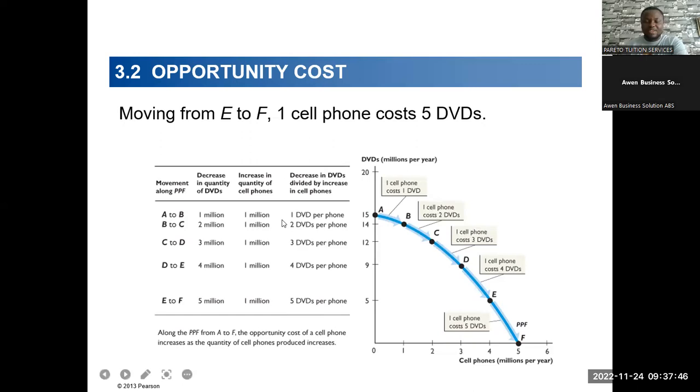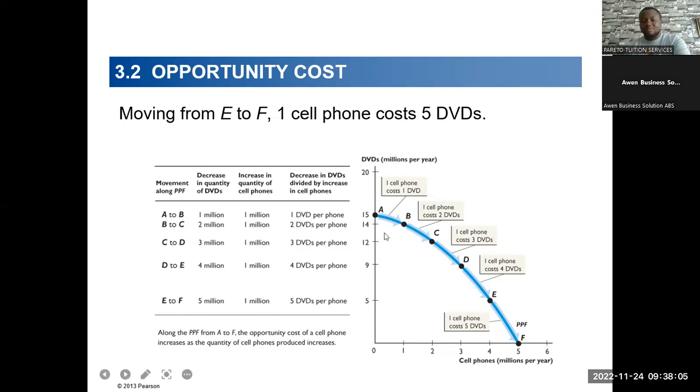So what we have here is what we call increasing opportunity cost. As we are moving down the PPF, the opportunity cost of producing cell phones tends to increase. That's the reason why the shape is like this.